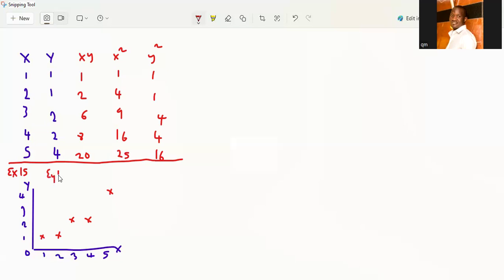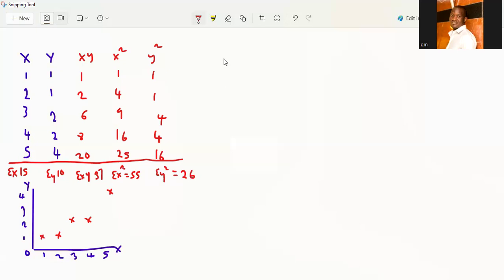We put summation of y, E stands for summation. And here you total up, what do we get? Summation of xy is what? 37. And here we total up, summation of x squared, what do we get? 55. And here we total up, summation of y squared, what do we get? 26. So we're totaling up each of these ones here.